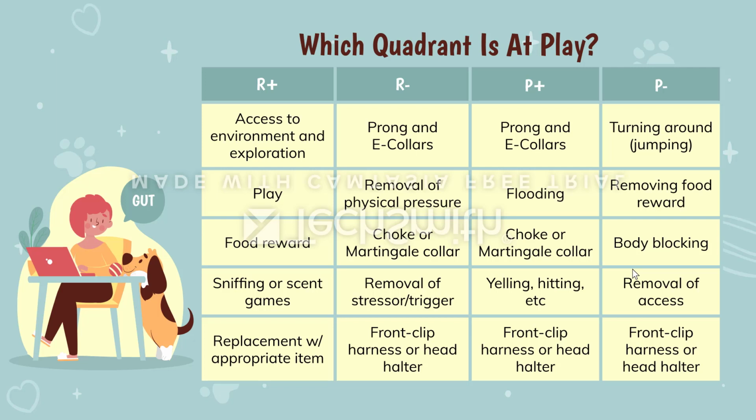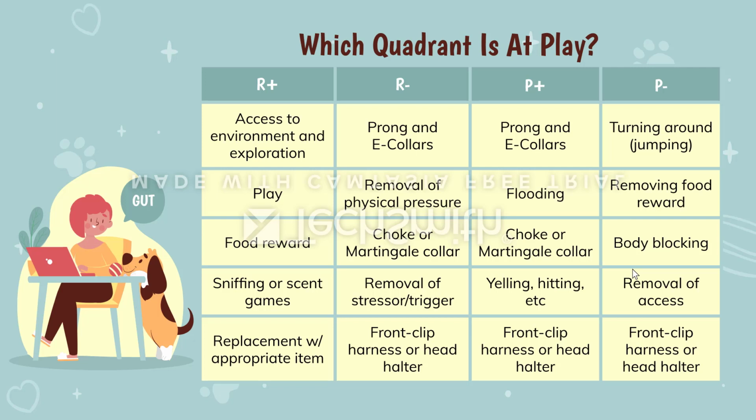Your negative reinforcement is going to be more along the lines of your corrective collars, so prong and e-collars. That release of the pressure or cessation of the stimulus is going to be your negative reinforcer. It's going to provide relief. Removal of physical pressure, so this kind of goes along with choke and martingale collars.